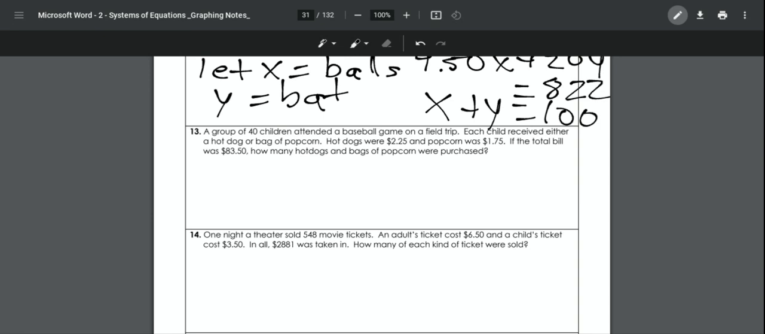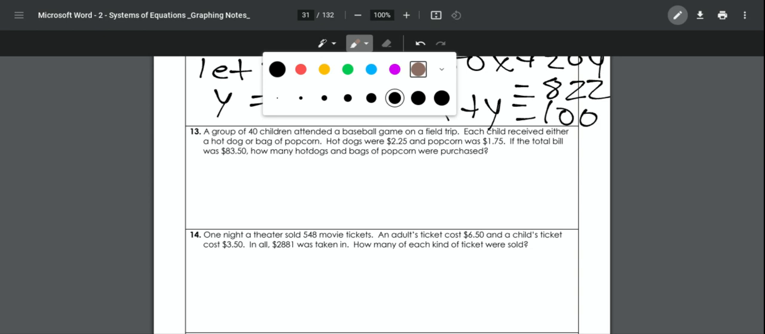I can do the same thing for number 13. A group of 40 children attended a baseball game on a field trip. Each child received either a hot dog or a bag of popcorn. Hot dogs were $2.25 and popcorn was $1.75. If the total bill was $83.50, how many hot dogs and bags of popcorn were purchased?